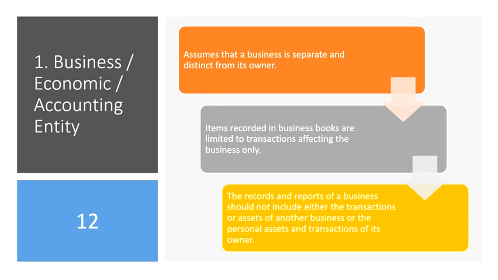So, bila kita kata business entity, kita assume that a business is separate and distinct from its owner. Maksudnya business ialah business dan owner ialah owner. Okay, yang membawa maksud items recorded in business books are limited to transactions affecting the business only. The records and reports of a business should not include either the transactions or assets of another business or the personal assets and transactions of its owner.